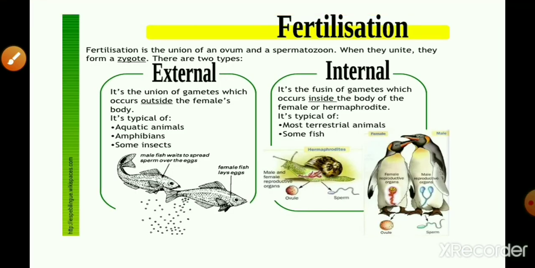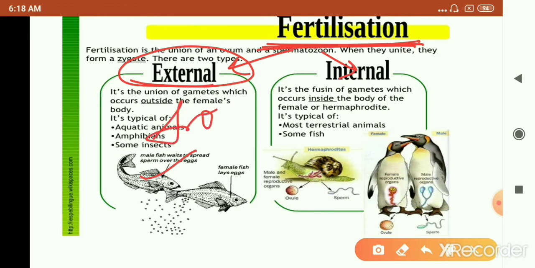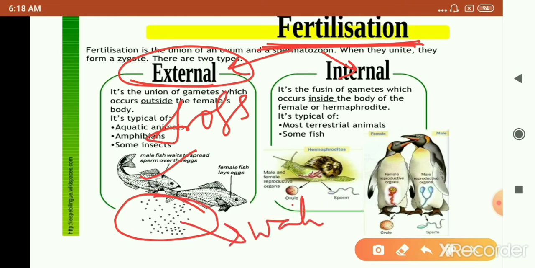As I said, the process involves fusion of gametes. This process of fusion of male and female gamete to produce a zygote is called fertilization. Fertilization can be either external or internal. In external fertilization, which occurs in fishes and in frogs or amphibians, the fusion of male and female gamete occurs in water, right?